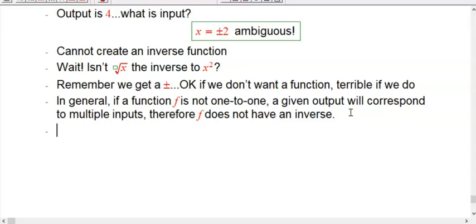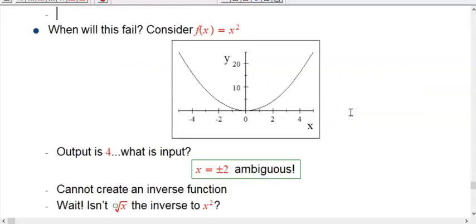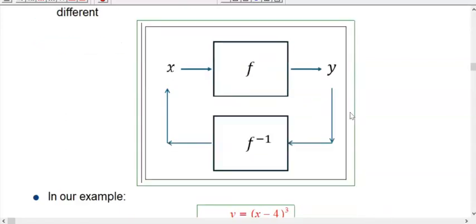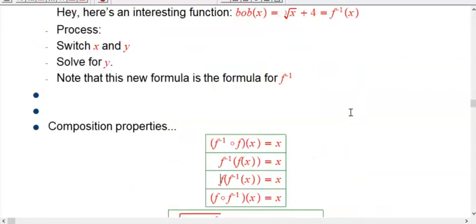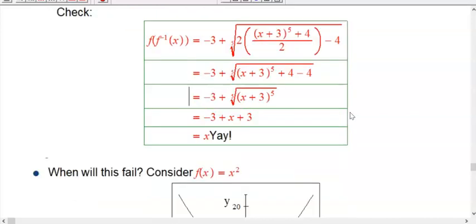A function, in other words, must be one-to-one in order to truly have an inverse. You might have noticed that I used odd roots and powers here. I used a cube, and we had a cube root that undid that. And then I had a fifth root in this example, and we undid that with a fifth power. Those guys, no plus or minus, no ambiguity, those are one-to-one. And that was very intentional.